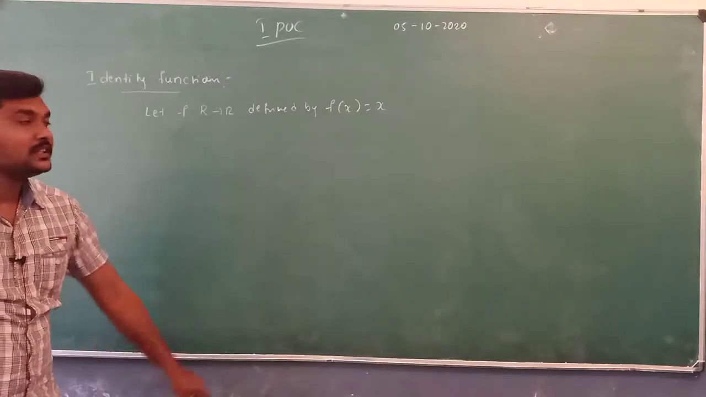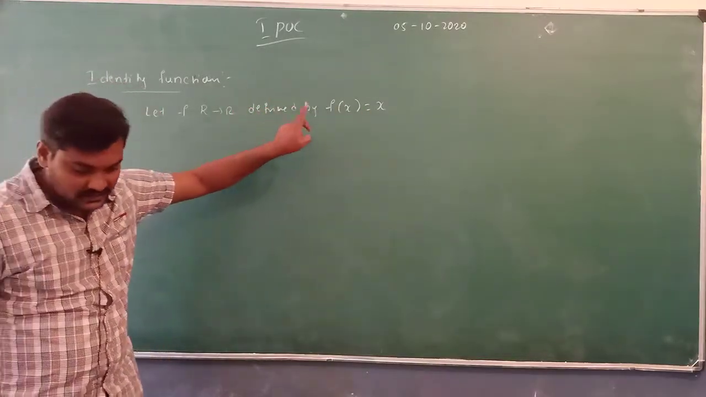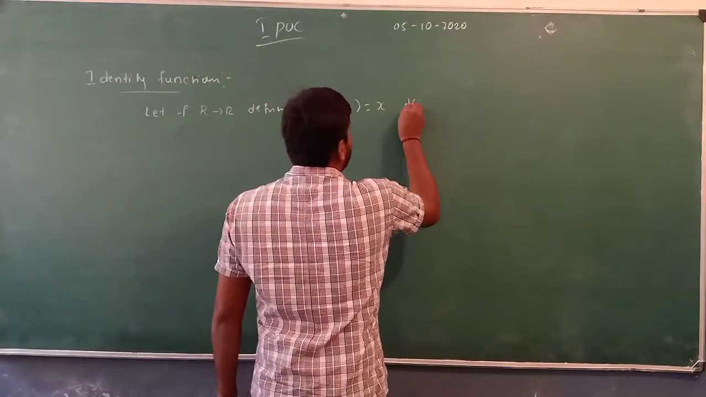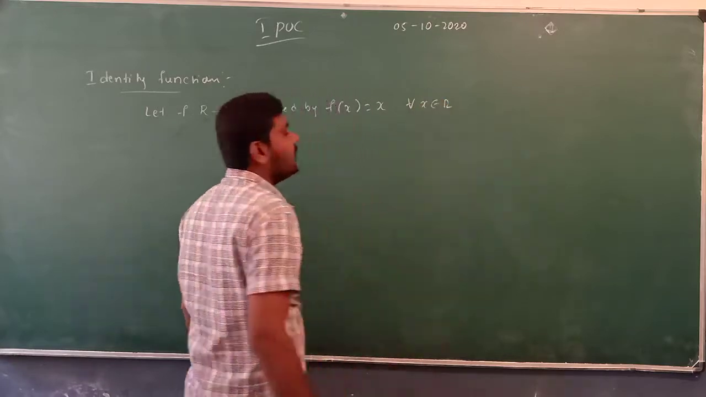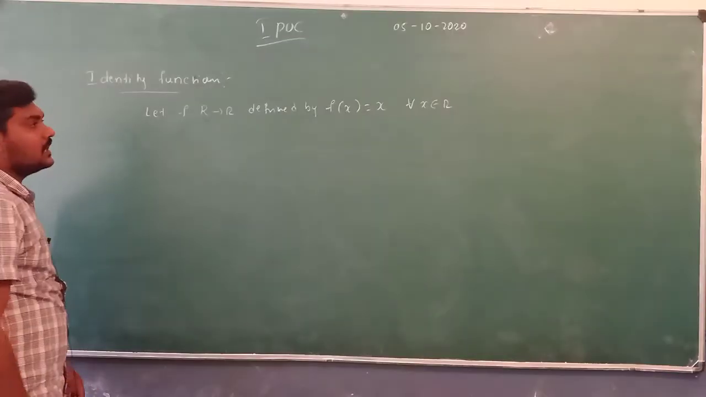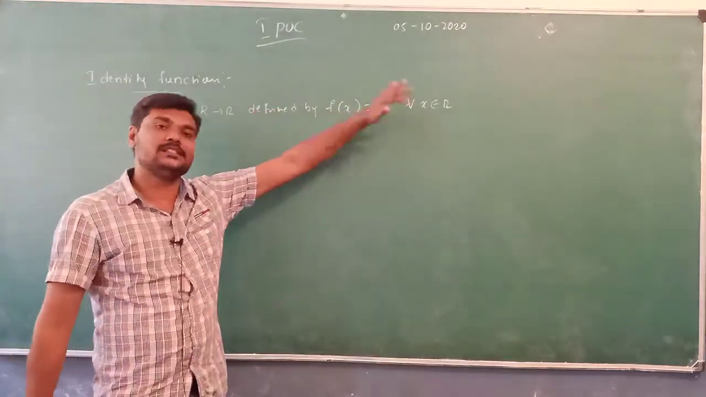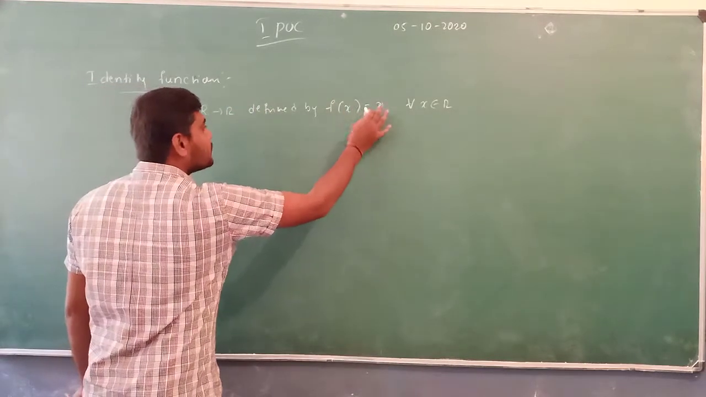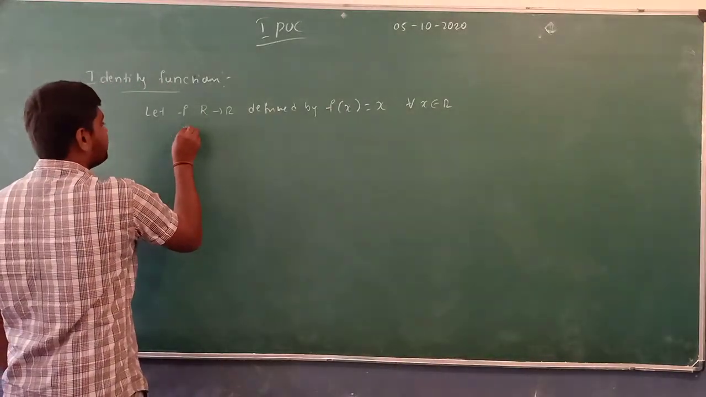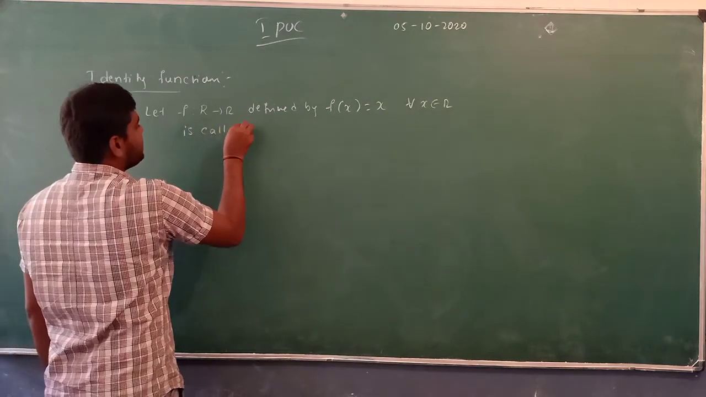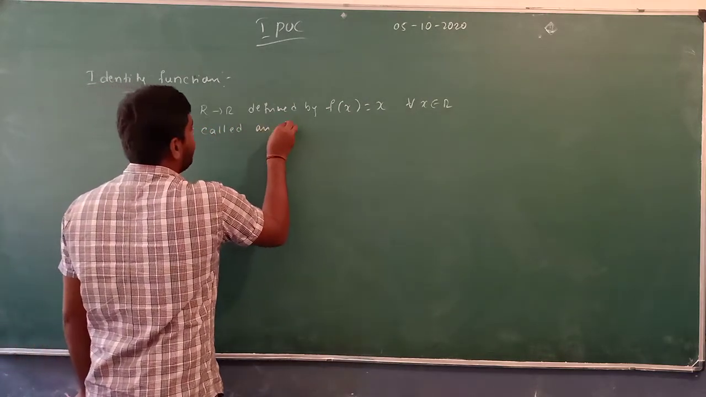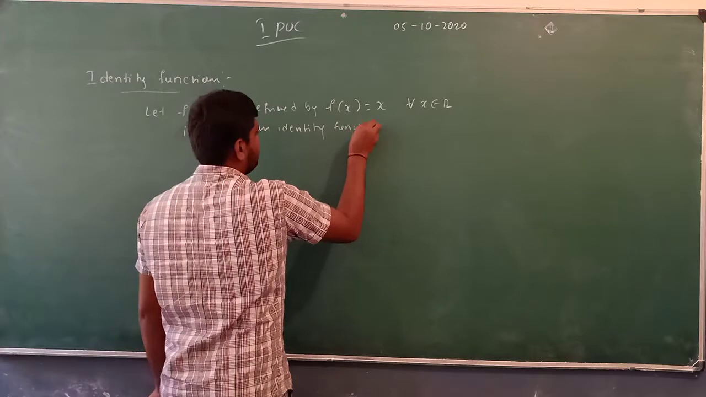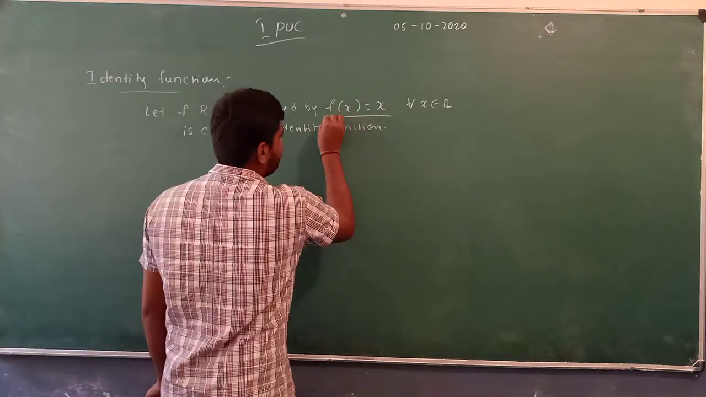where x belongs to R, or we can say for all x belongs to R, and this function, f of x is equal to x, is going to be an identity function. Or: let f from R to R defined by f of x is equal to x for all x belongs to R is called an identity function.